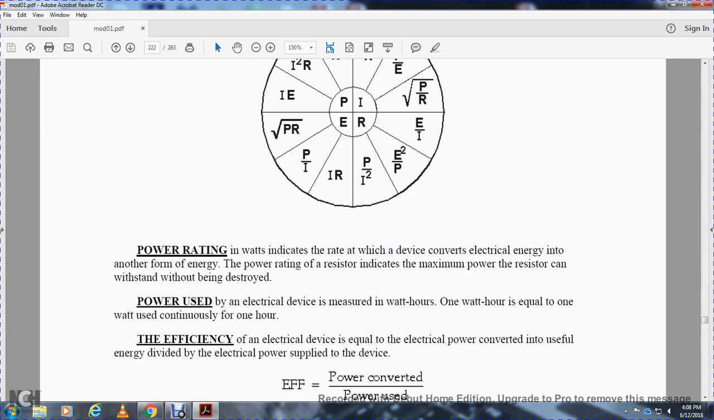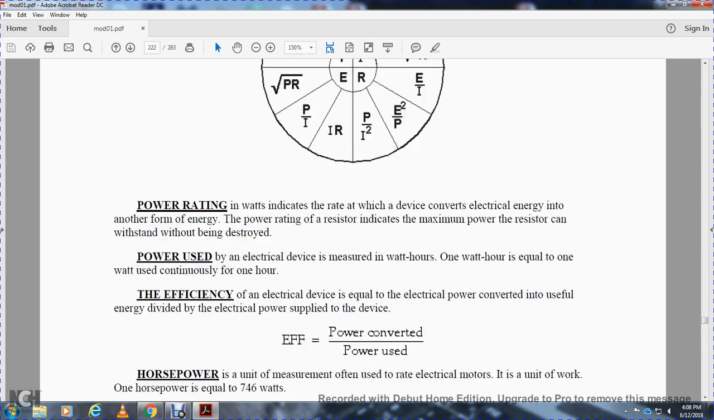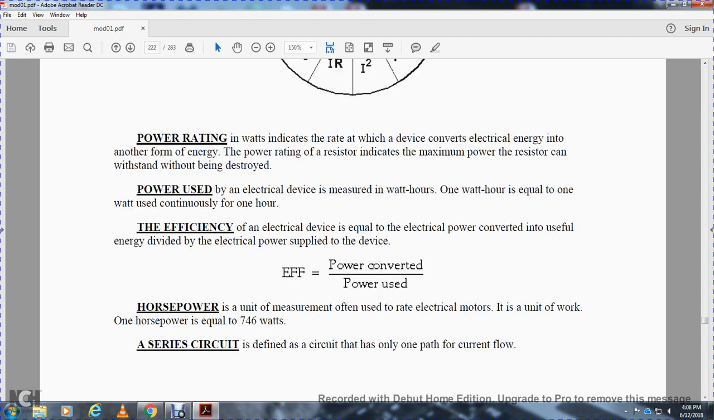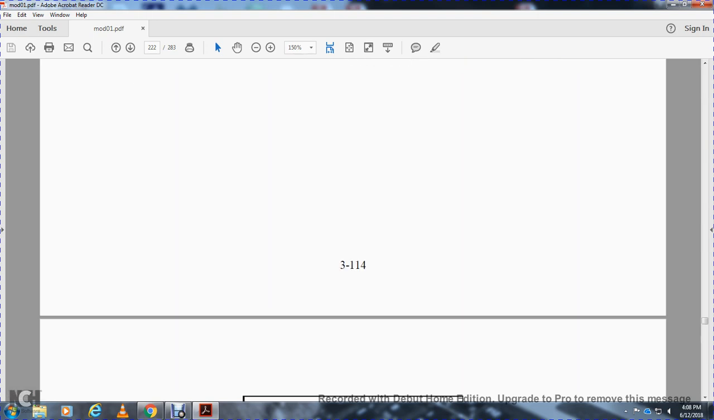The efficiency of an electrical device is equal to the electrical power converted into useful energy divided by the electrical power supplied to the device. Efficiency equals the power converted over the power used. Horsepower is the unit of measure often used for the rate of work of an electrical motor. One horsepower is equal to 746 watts. A series circuit is defined as a circuit with only one path for current flow.